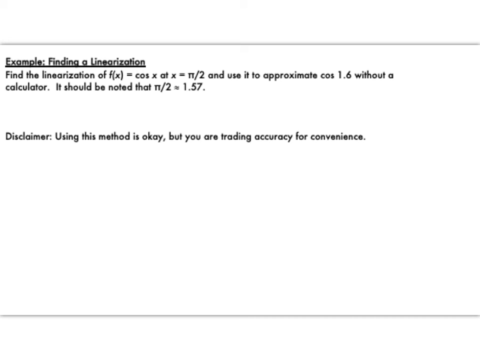Okay, last example, and this one is where we really make our money on linearization. We're going to find the linearization of cosine at pi over 2 and use it to approximate cosine of 1.6. Now, I should let you know that pi over 2 is about 1.57 in radians, and we're going to find out what the cosine of 1.6 radians is in just a little bit. So here's our L of x one more time. It's going to be f of a plus f prime of a times x minus a.